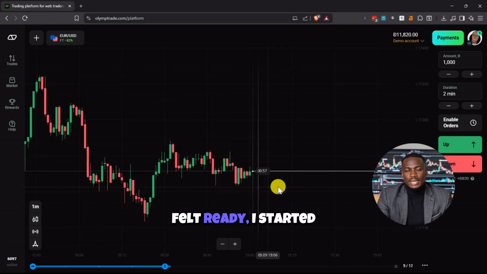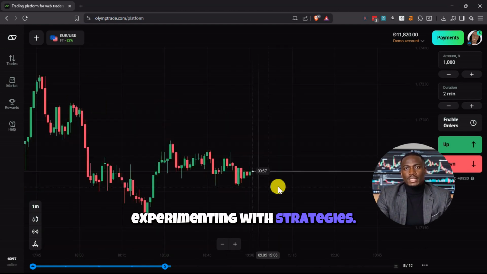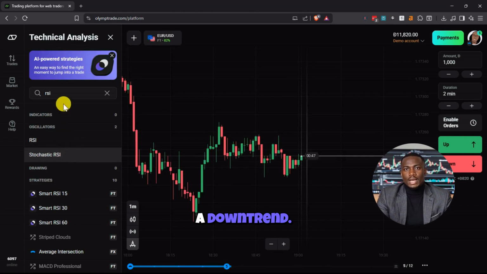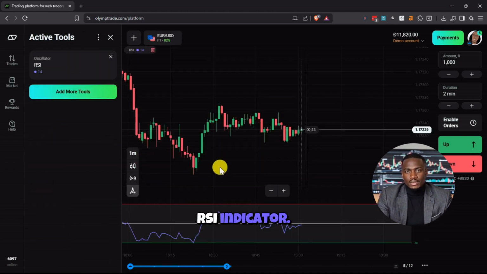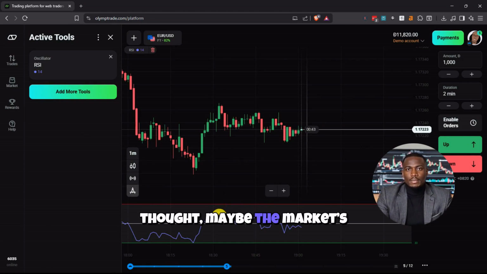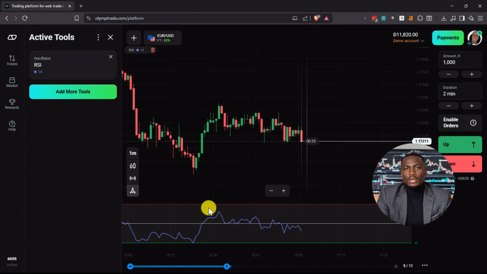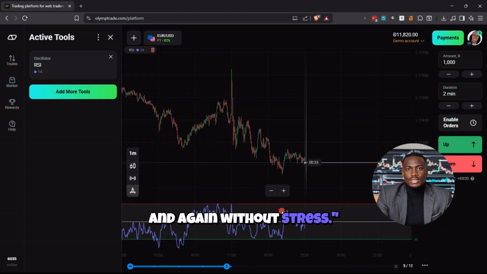When I felt ready, I started experimenting with strategies. The moving average was my go-to. If the price was above the line, I looked for an uptrend, below, a downtrend. I also tried the RSI indicator. For example, when RSI hit above 70, I thought maybe the market's overheated. When it dropped below 30, maybe it was undervalued. Were my first trades perfect? Not at all, but the point was, I could practice again and again without stress.